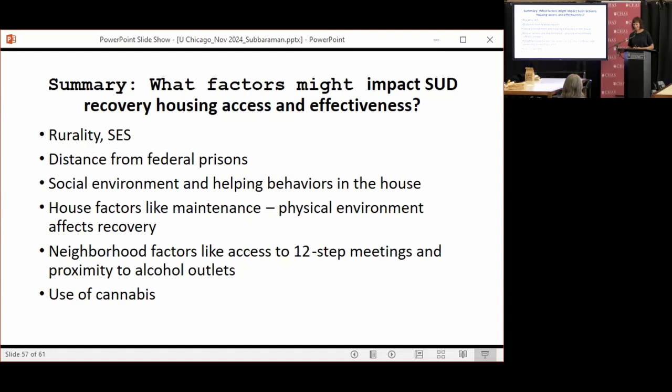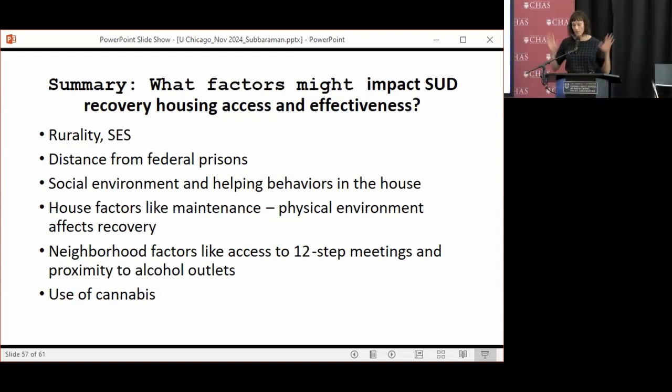And I think I'm ready to summarize all the studies that I've talked about just now. What factors might impact SUD recovery housing access and effectiveness? I told you about 4 different studies. I started off with our national study. We saw that rurality seems to be linked to less access to recovery housing. Socioeconomic status seems to be linked to recovery housing access. Distance from federal prisons: it was encouraging to us that recovery residences do seem to be co-located with state and federal prisons, so perhaps they are in places where folks who need them can get to them.